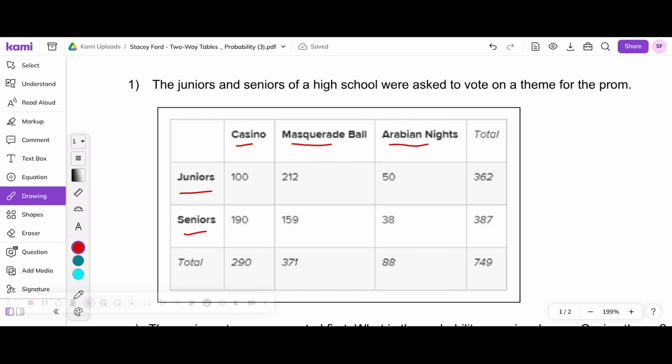And with tables, if you read across, we can see the total number of juniors is 362, while the total number of seniors is 387. And if we ask for all students who voted, we get 749. Now we can also do that with the columns. So out of everybody who voted for the casino, we know we have 290. Masquerade, the ones who voted were 371, while Arabian Nights only chose 88.